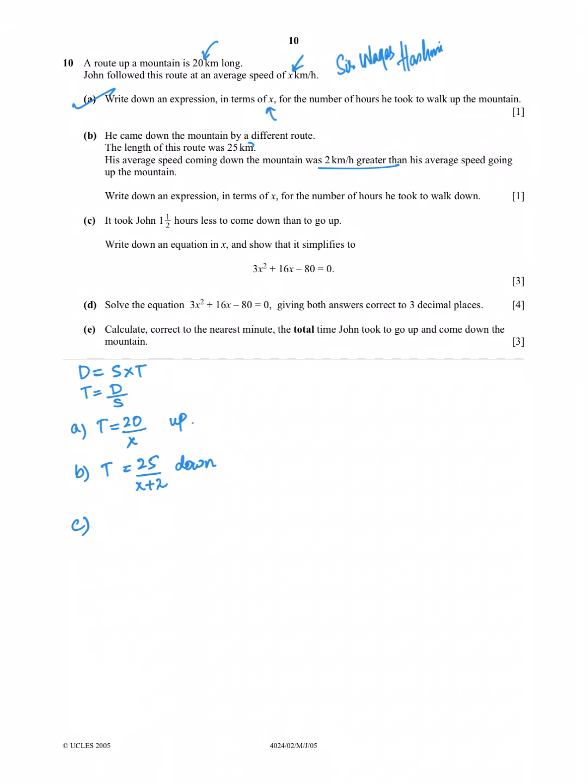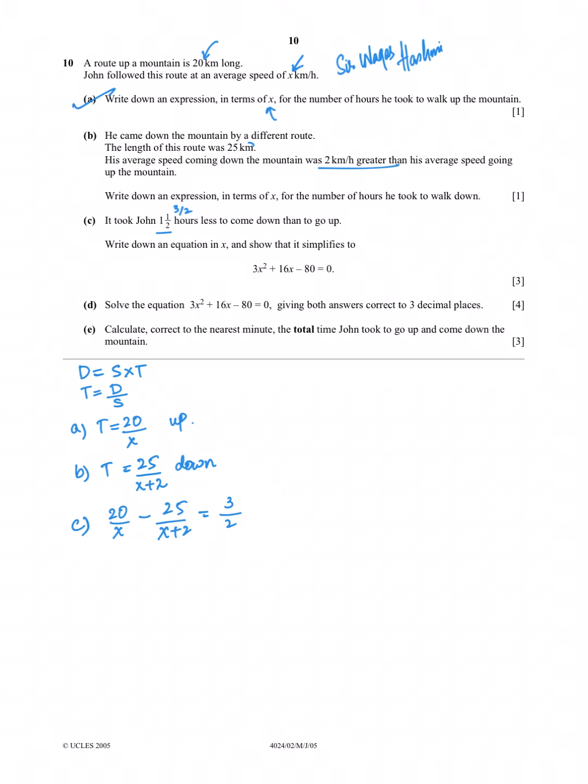I got two expressions of time. In third part, it says that it took John 1 whole 1 upon 2 hour. What does it mean? If you convert it, it will be 3 divided by 2 hours to come down than to go up. Now that means that he is coming early as compared to going upward. So that will be very easy. It is 20 divided by x minus 20 divided by x plus 2, and the time is given, that is equals to 3 divided by 2.